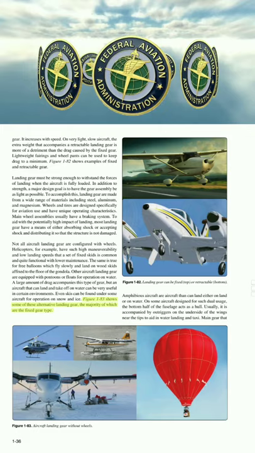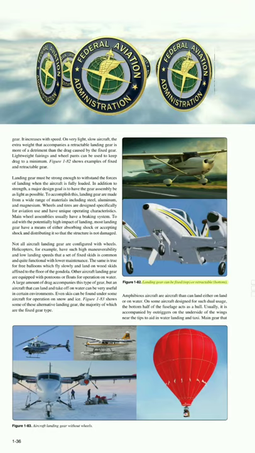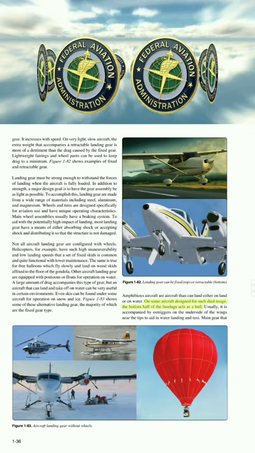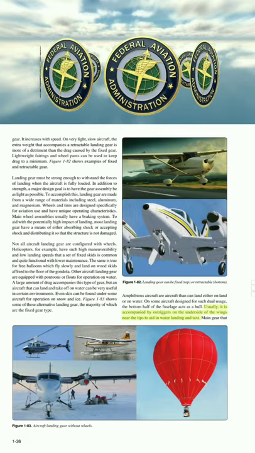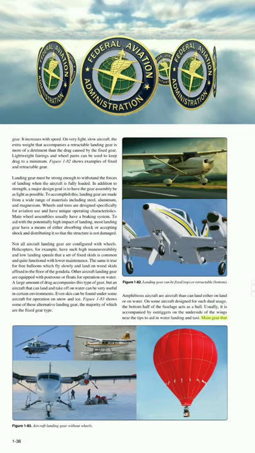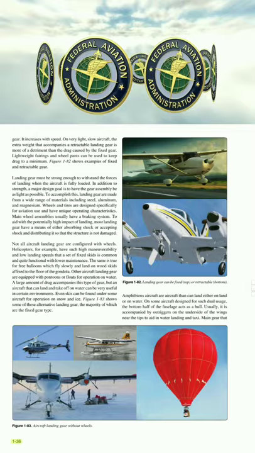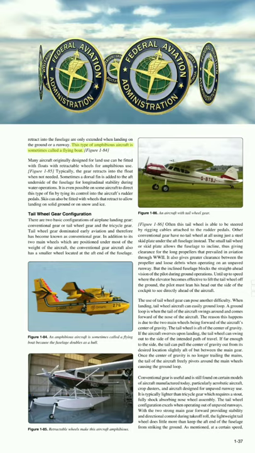Figure 182. Landing gear can be fixed (top) or retractable (bottom). Amphibious aircraft are aircraft that can land either on land or on water. On some aircraft designed for such dual usage, the bottom half of the fuselage acts as a hull. Usually, it is accompanied by outriggers on the underside of the wings near the tips to aid in water landing and taxi. Main gear that is retracted to the fuselage is only extended when landing on the ground or a runway. Figure 183. Aircraft landing gear without wheels. This type of amphibious aircraft is sometimes called a flying boat.